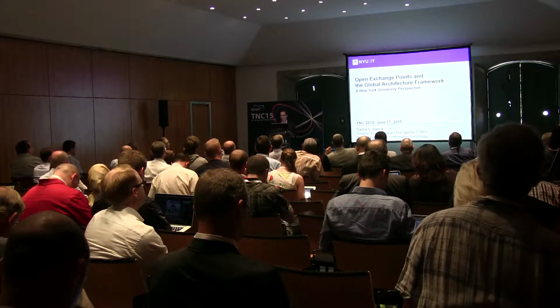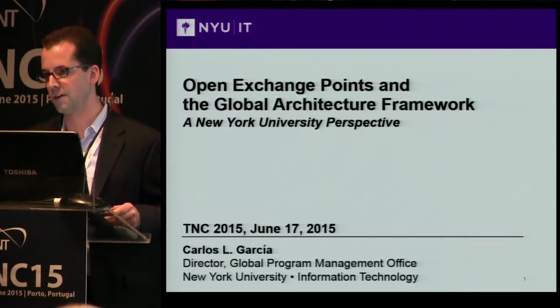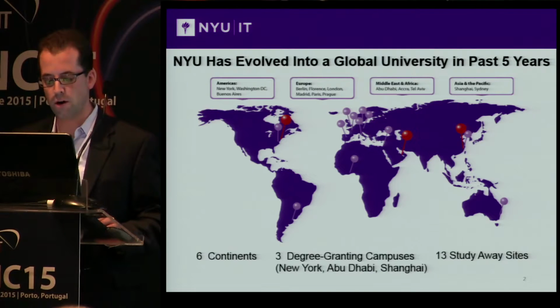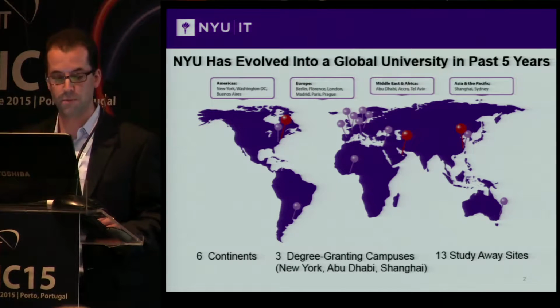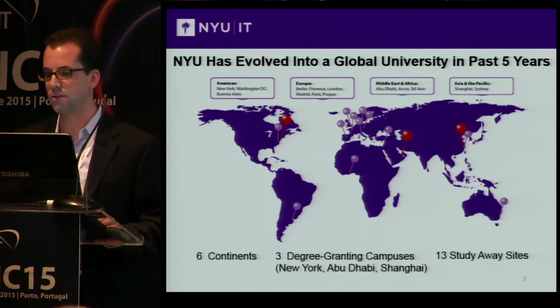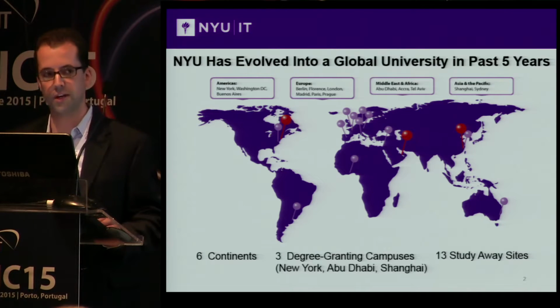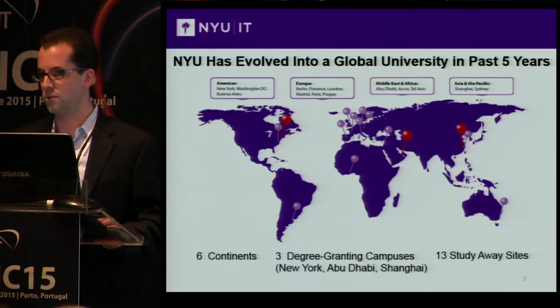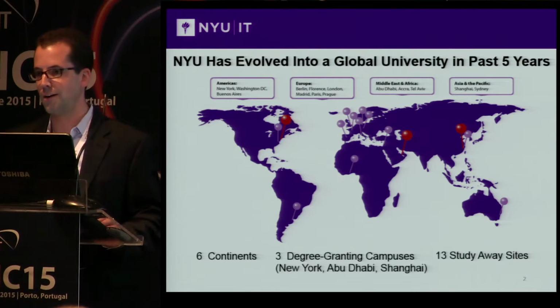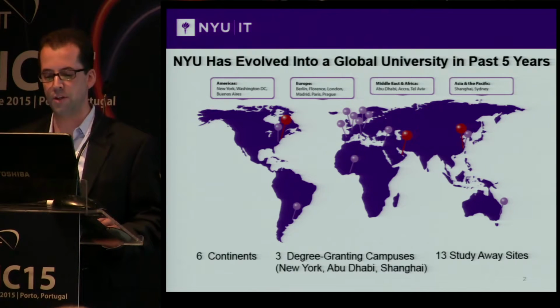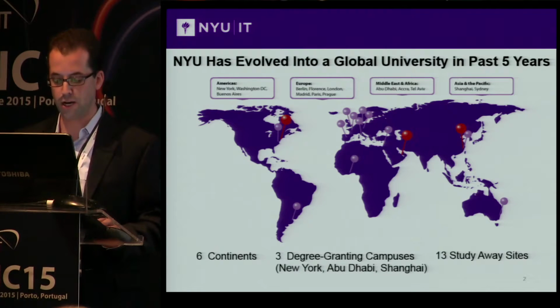Good afternoon, everybody, and thanks, Dale, for the leadership you've provided us at Internet 2 throughout this project. As many of you may know, NYU has evolved somewhat rapidly over the last 5 years as a global university. We're currently on 6 continents. We're operating 13 standalone study abroad facilities, and we now have 3 degree-granting campuses located around the world. New York, as you know, has been around for a little while, but we launched recently in Abu Dhabi in the UAE, and also in Shanghai.